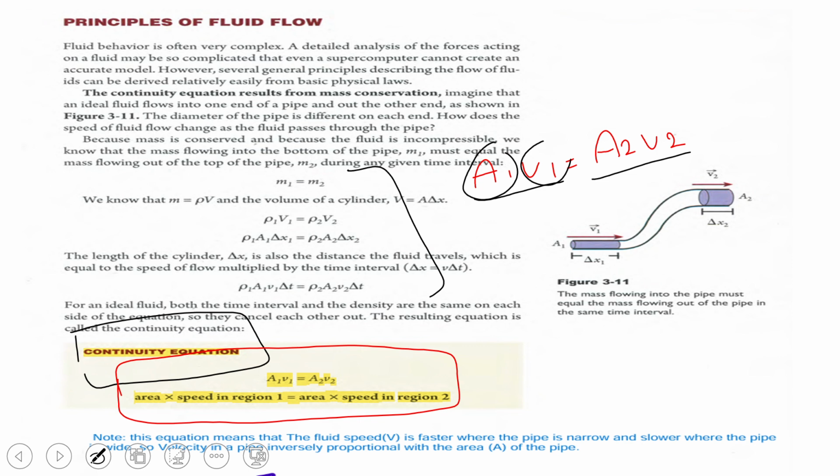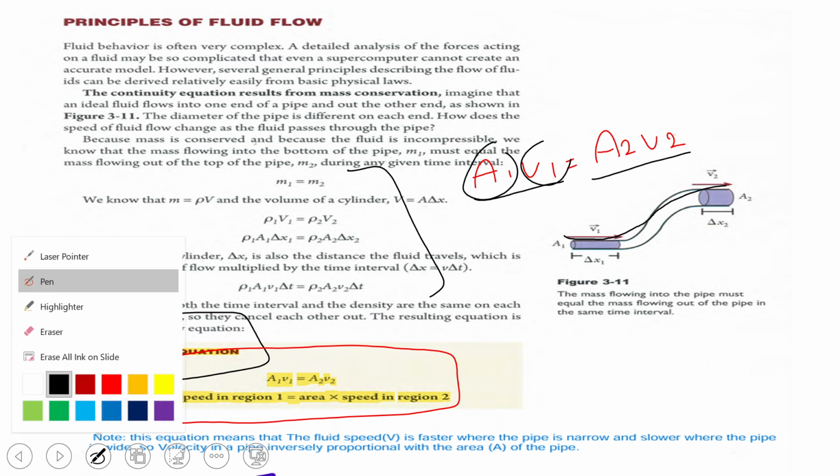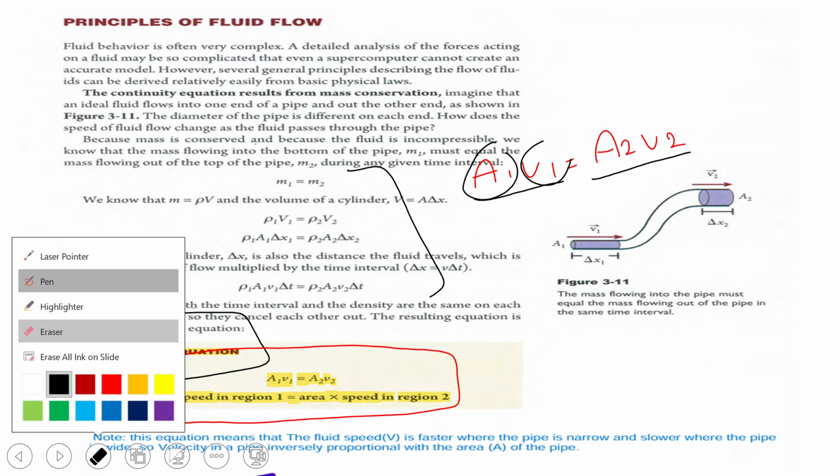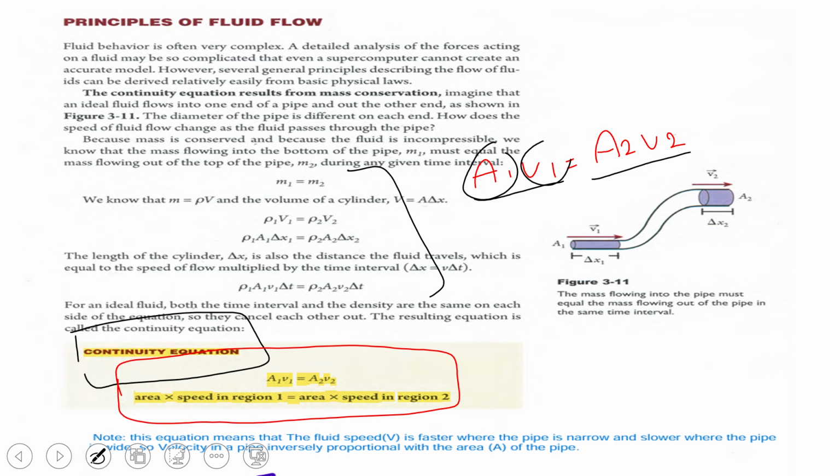in this picture. Look, we have this pipe. Inside this pipe, some water or fluid goes through. So we have two different regions. The first region is called area 1 or velocity 1, and that one is the second region, area 2 or velocity 2.